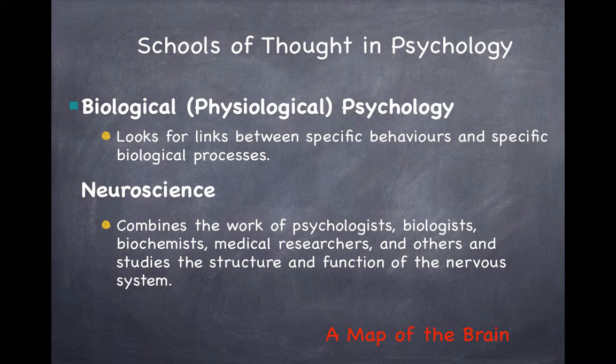And lastly, but not leastly, we look at biological psychology, biological or physiological psychology, which looks at the links between specific behaviors and specific biological processes, like the PET scan. Patients with Alzheimer's experience the world the way they do, in part because their brain's function has altered, and it's through PET scans and biology that we can see that. Whereas neuroscience combines the work of psychologists, biologists, biochemists, medical researchers, and others to look for the structures and functions of the nervous system.